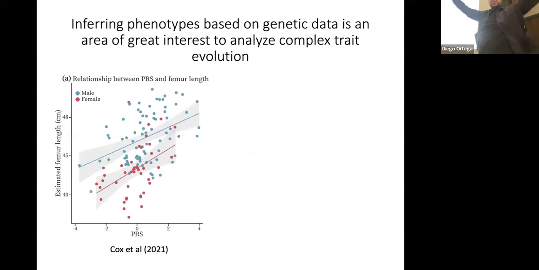An area that is of great interest lately is to infer phenotypes based on genetic data. People have been trying to do this using data from individuals, and the idea is you have genetic data, and then based on that genetic data, you can try to predict phenotypes such as human height, for example. Here, for example, people have used genetic data to try to predict the femur length, and they try to do that for males and females, and try to see how well using genetic data you can predict a trait.